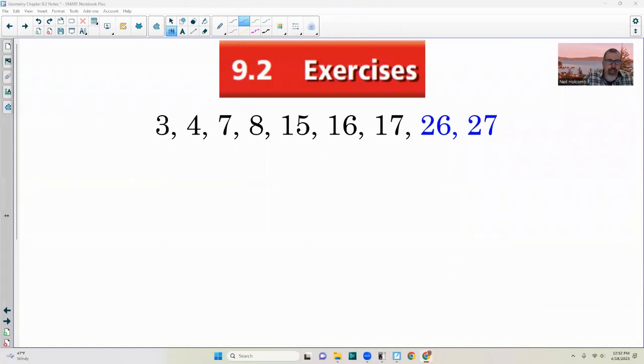Okay, that brings us to the end of chapter 9.2. Here are the exercises I assigned, 26, 27 being review questions.